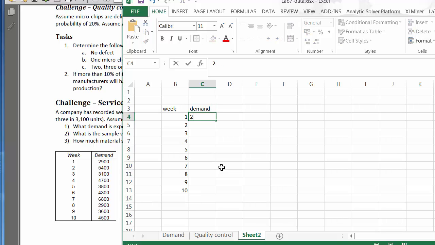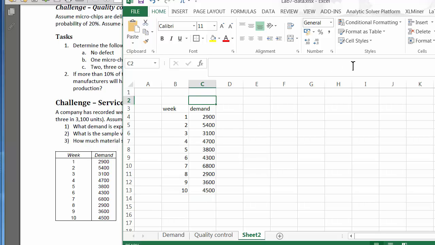We have got 2,900, 5,400, 3,100, 4,700, 3,800. Gosh, I'm already lost. 4,300, 6,800, 2,900, 3,600 and 4,500. Let's quickly check what is the total of that.